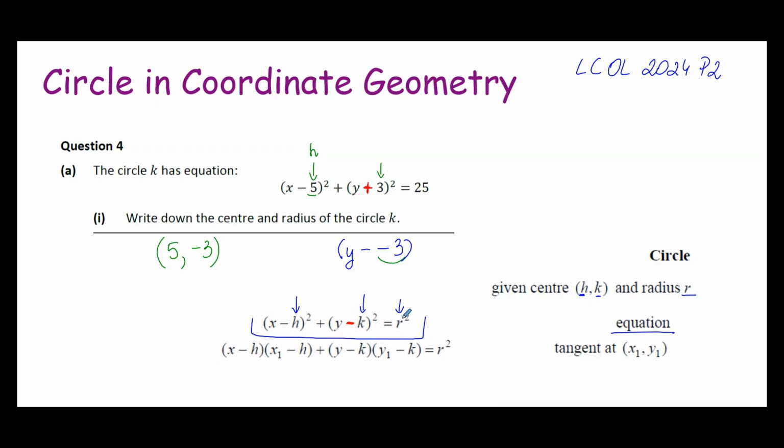And then the radius. At the end here, radius is taken to the power of 2. So that means my 25 is the radius to the power of 2. When we are looking for the radius, not radius to the power of 2, to eliminate that power of 2, what do we do? We take the square root of the other side. We put that in the calculator, and we get that the radius is 5. So there we have the center and the radius. Let's have a look at the second part.